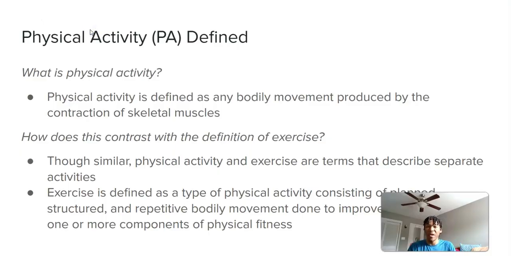First, we're going to talk about what physical activity is, and it's defined as any bodily movement produced by the contraction of skeletal muscles. You will often hear people use physical activity and exercise interchangeably, and they're actually slightly different terms that describe separate things. Physical activity is just that, any bodily movement produced by the contraction of muscles, whereas exercise is more intentional, structured, and repetitive, and it's done in order to improve or maintain components of physical fitness rather than simply moving around to perform tasks.